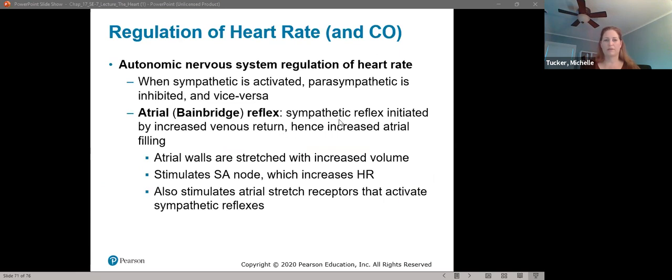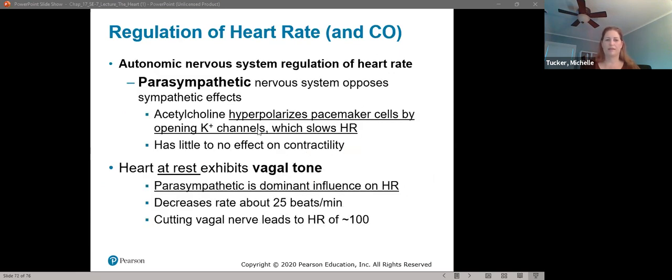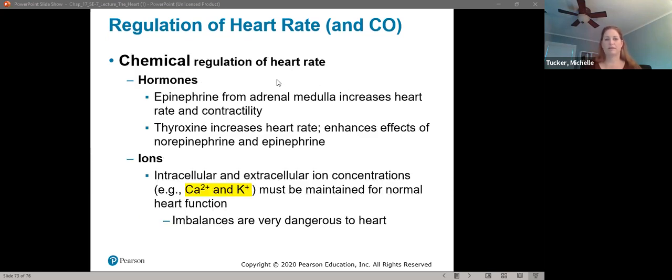We're not going to go over the Bainbridge reflex. At rest, parasympathetic is going to dominate, and in exercise that will be sympathetic. Chemical regulation of heart rate, we've talked about how epinephrine, norepinephrine can increase heart rate and contractility either through direct nervous stimulation or through increasing calcium channels through the second messenger system.